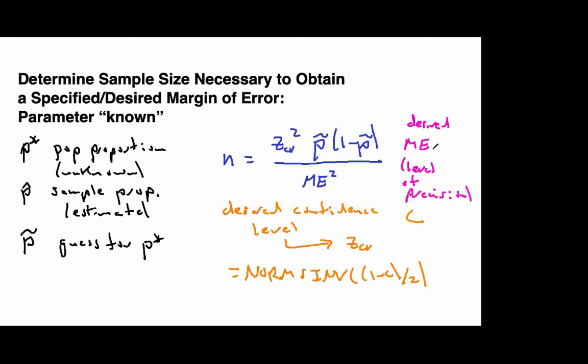So I need to know the margin of error. I need to know my confidence, which gives me the critical value. And then last but not least, I need my guess for, actually, let me just draw with this circle. I need a guess for this p hat. Okay. These are the three things that I need for this calculation. If I have these values, then I can plug those in to get the desired result that I'm looking for.